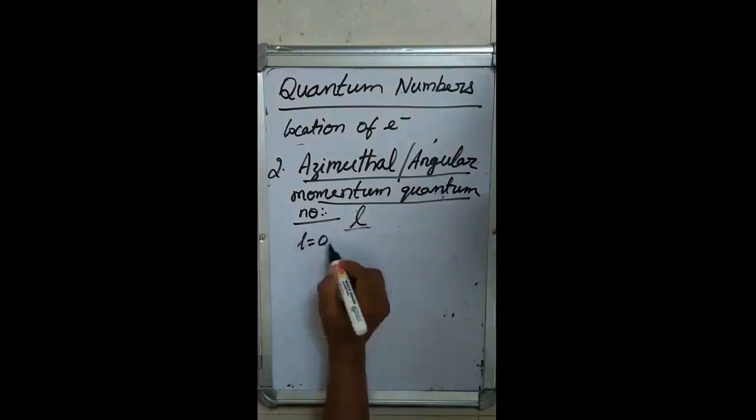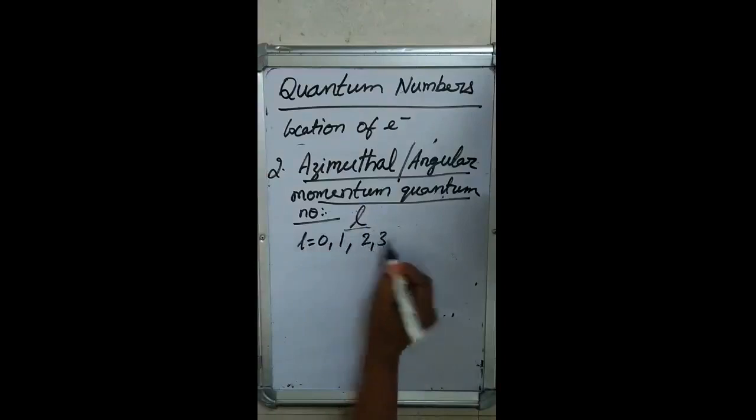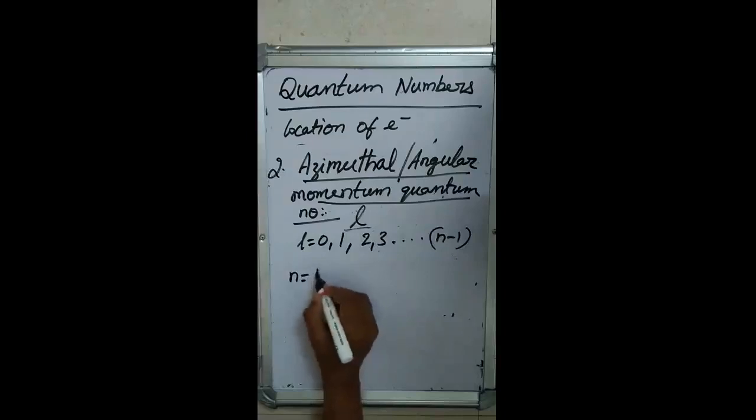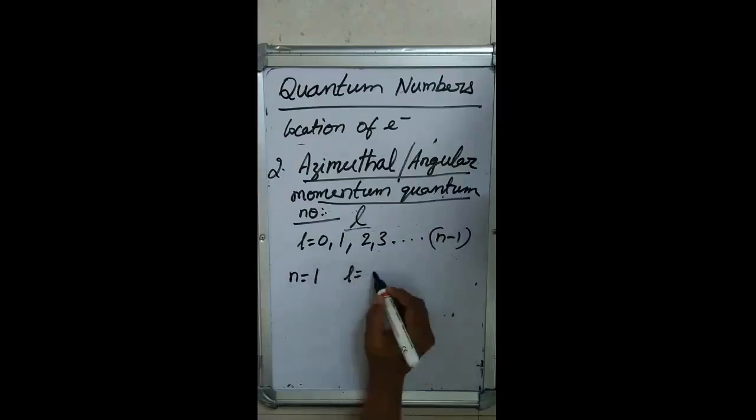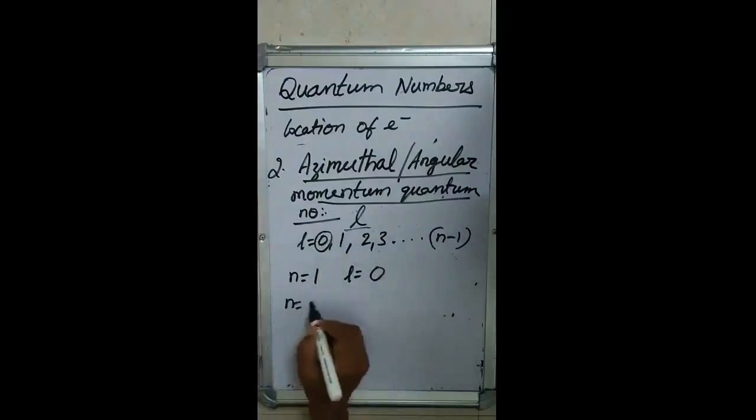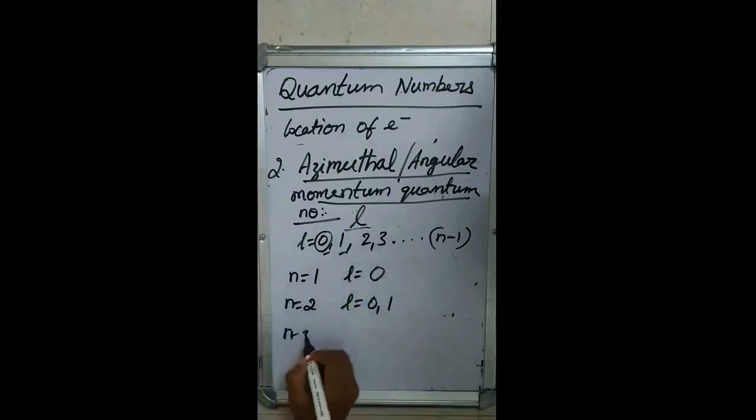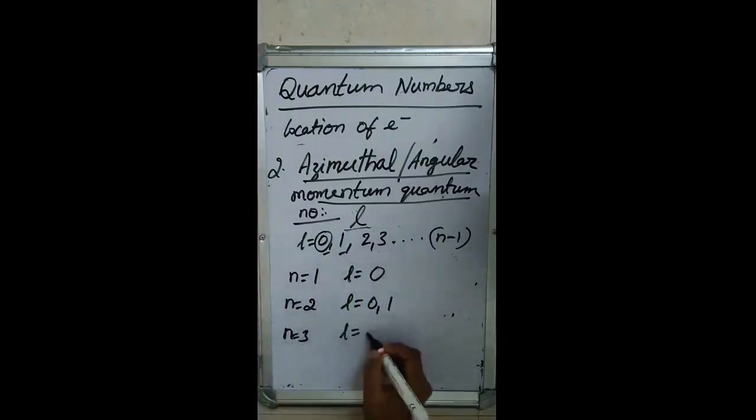I already told that L values start from 0, 1, 2, 3 up to n minus 1. Suppose n is equal to 1, now L becomes 1 value. That is the first value, it is 0. If n is equal to 2, 2 values I should write, 0 and 1. n is equal to 3 means 3 values you should write, 0, 1, 2. n is equal to 4 means 4 values, 0, 1, 2 and 3.